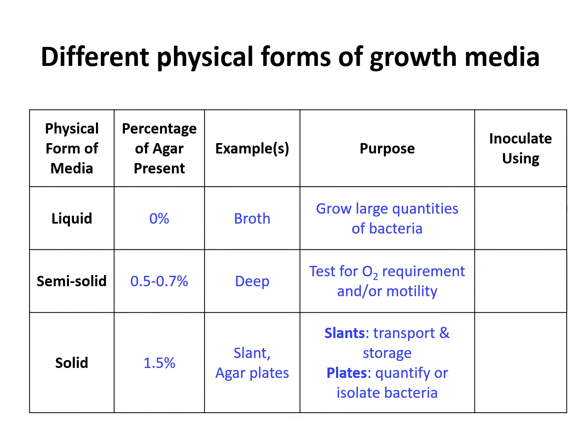Now, the tools that we use: when you are inoculating a broth, we usually use an inoculating loop. When you are inoculating a deep, we usually use the needle, so you basically stab your deep. When you are inoculating your slants or your plates, again, we usually use the inoculating loops.